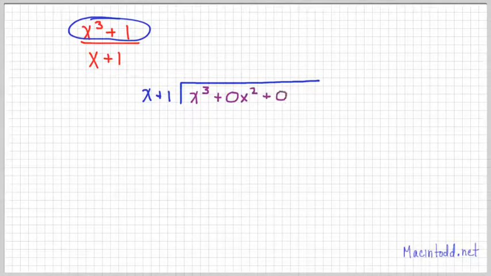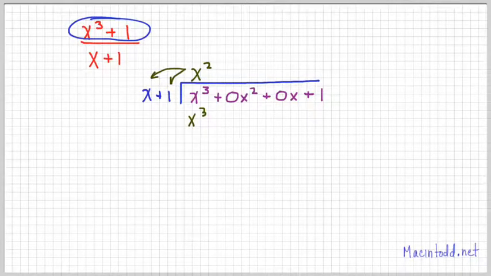I don't have any x terms, so I'm going to put in a spacer for that. I do have a constant. So there is the setup for my division. And now let's walk through it. Okay, to get an x cubed, I've got to use an x squared. And so x squared times x is x cubed. x squared times 1 is x squared.